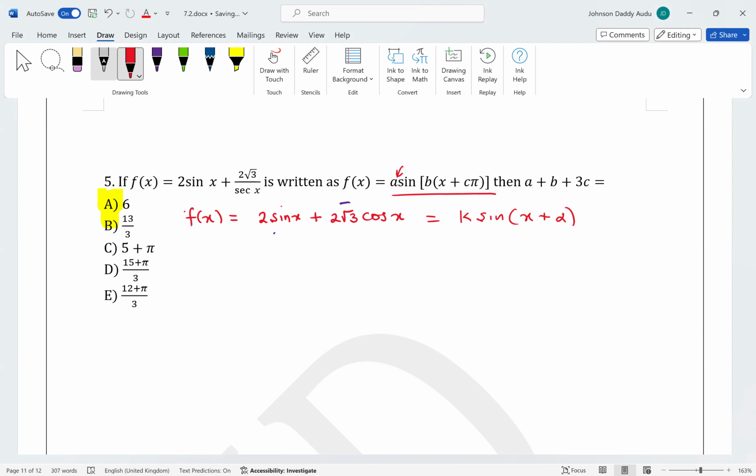Now, what is k? What is capital A? Capital A is the coefficient of sine x, which is 2. Capital B is the coefficient of cosine x, which is 2 root 3. And our k is going to be the root of A squared plus B squared, which is simply 4 plus the square of B, which is 4 times 3, which is 12. Correct? Yes. And now this is going to be square root of 16. So k is just 4.